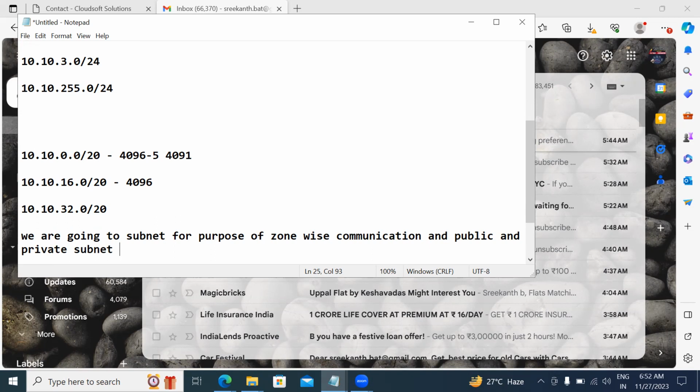Ideally, how many subnets are recommended in a VPC? Minimum 4. Can you tell me why we need a minimum of 4? In one zone, one public subnet and one private subnet. In another zone also, one public and one private. So that is the reason it's recommended to have a minimum of 4.